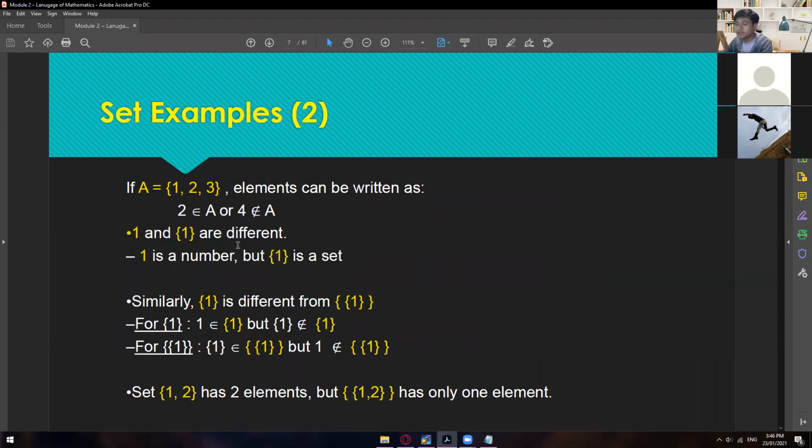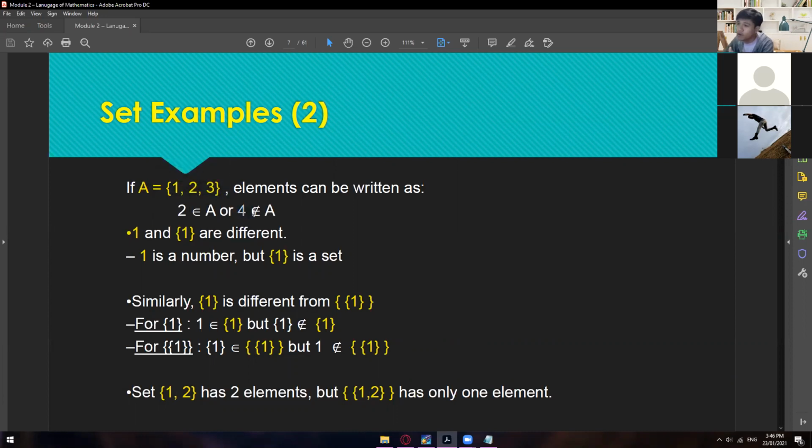Okay, so we have another example here. We have set A, wherein it contains 1, 2, 3. So elements can be written as 2 is an element of A, or 4 is not an element of A. As you can see right here, this is our sample set, wherein this one can be denoted as 2 is an element of A. Okay, because it is true that 2 is really an element of A because it's inside of that set.